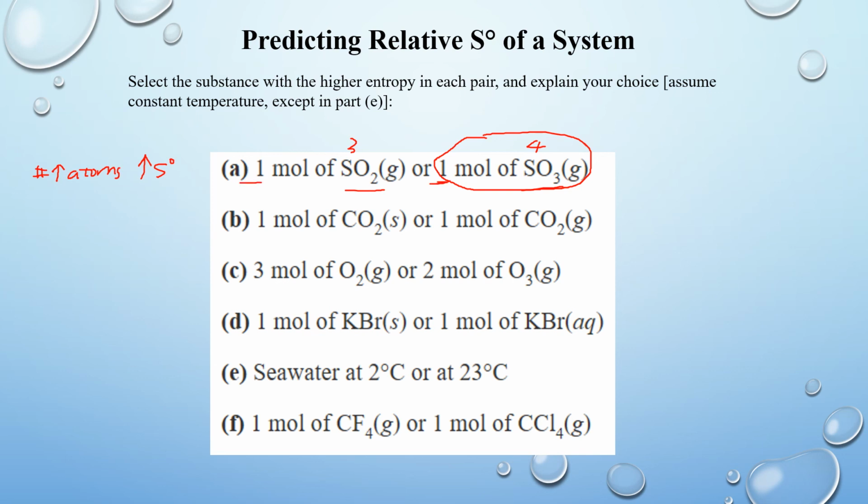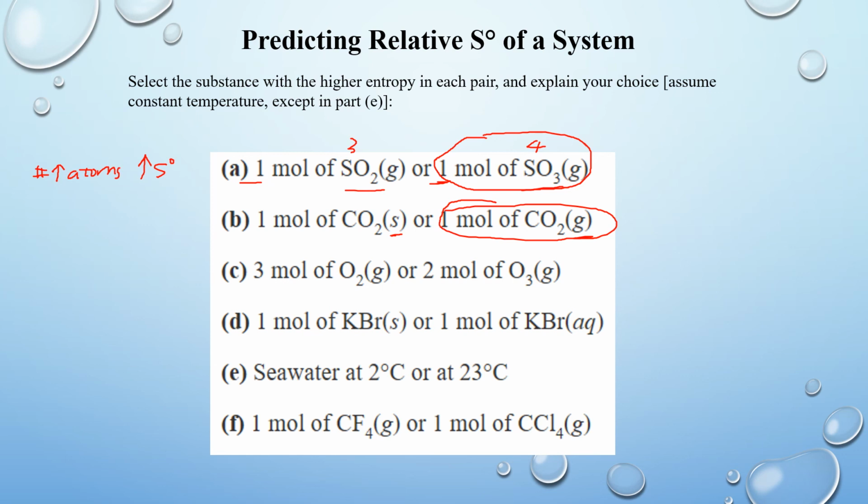For B, you're comparing 1 mole of carbon dioxide. This is solid state, this is gas state. This is pretty obvious: the gas molecules have more freedom. They are more spread out, with higher kinetic energy, so they will have a higher entropy.